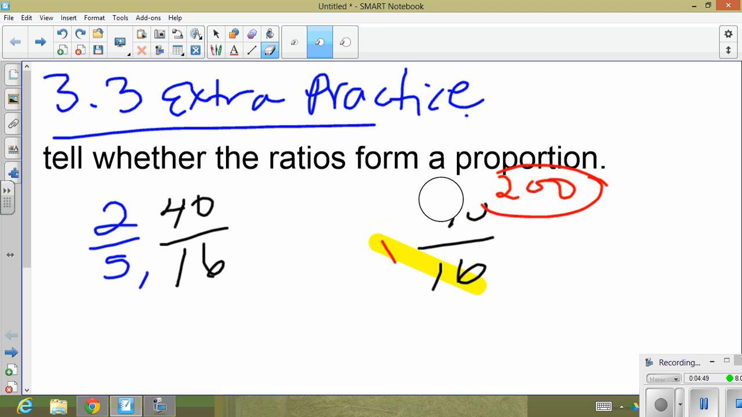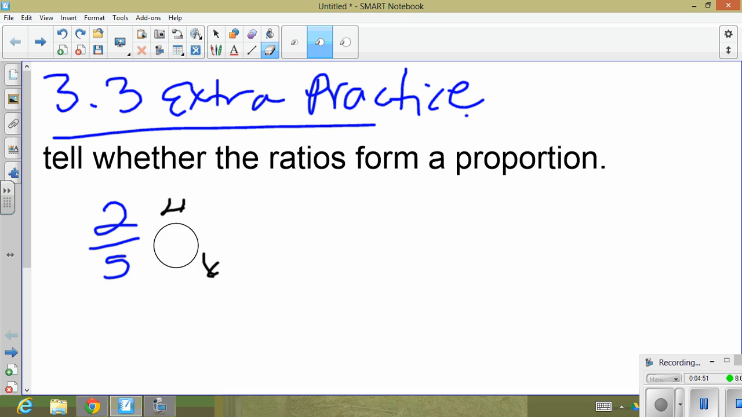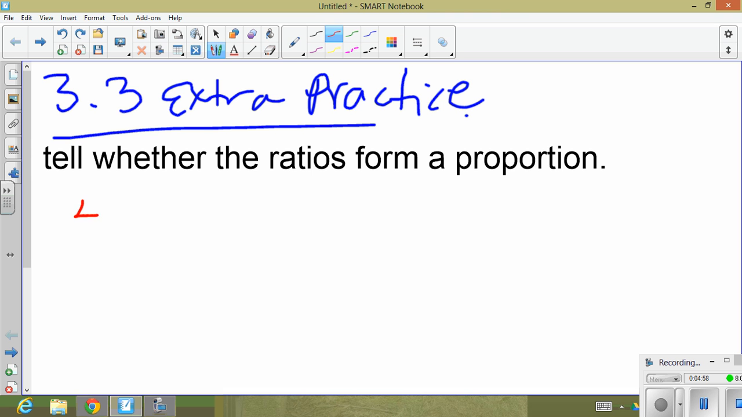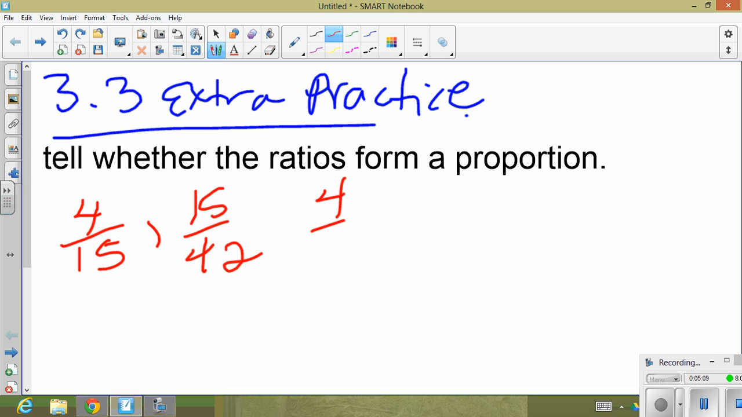And I'm just going to do one more example for you because I'm sure you've spent just enough time on the computer already. We're going to take a look at 4/15. We're going to compare that to 15/42. Again, the easiest way is to just take the cross product. So 4 over 15 compared to 15 over 42.